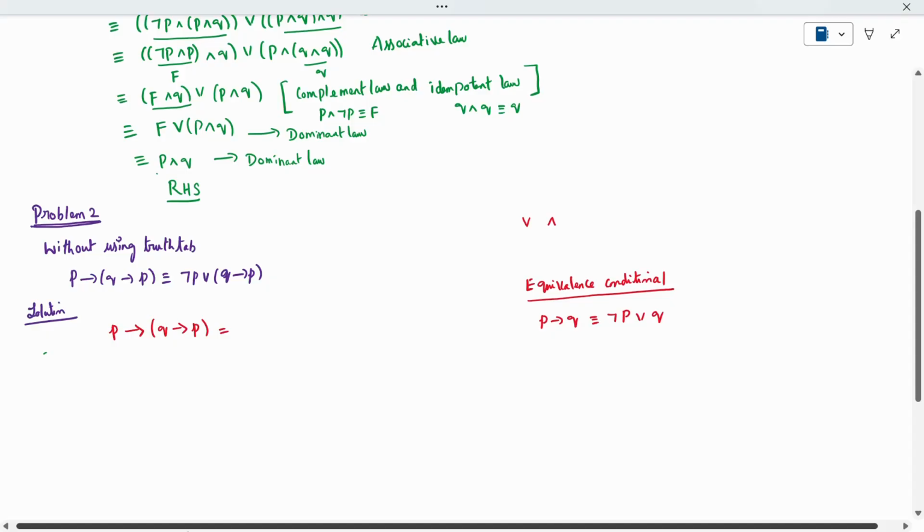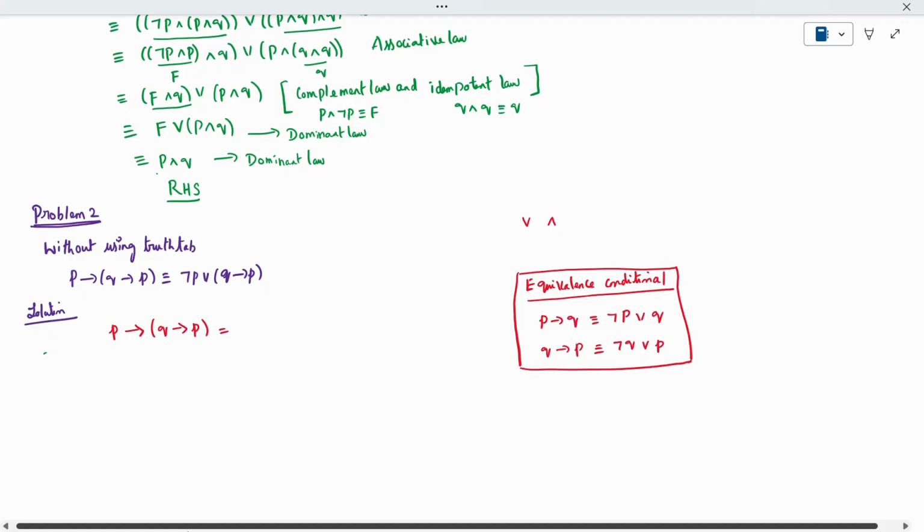Okay. Suppose Q conditional on P means negation Q, disjunction on P. Only the first variable negation, that you remember. It's called an equivalence formula for conditional. Conditional you have to convert into a disjunction or a conjunction, like that you have to convert, then only we can use that formula.